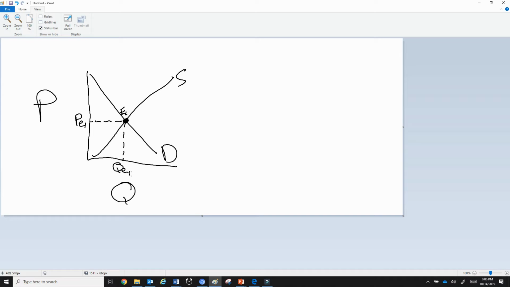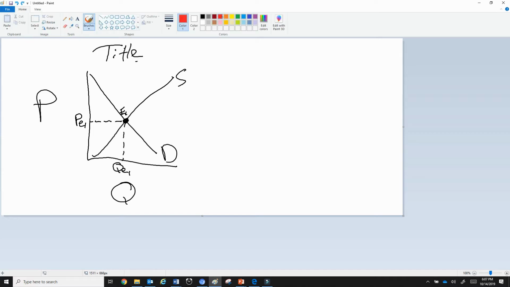Now, the next thing we want to do is figure out what's going to happen to equilibrium when one of the curves shifts. So everything's labeled now, everything's good. Don't forget to add a title up here. You should always tell us what your product is. So you should always put a title up at the top.